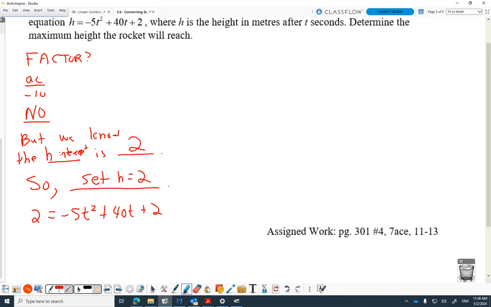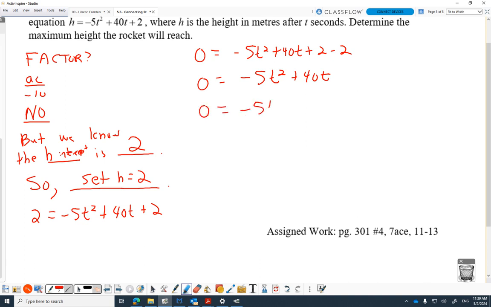What's the little thing? Move the 2 over, so you get 0 equals -5t squared plus 40t plus 2 minus 2. And what's positive 2 subtract 2? 0. And what you're left with is not too bad, a pretty easy equation to solve. What kind of factoring is involved here? Common factor, take the negative with you. And now, in this example, I can finally explain why taking the negative with you makes this question easier. Take that negative out front, because then what's in the bracket is easy to look at.